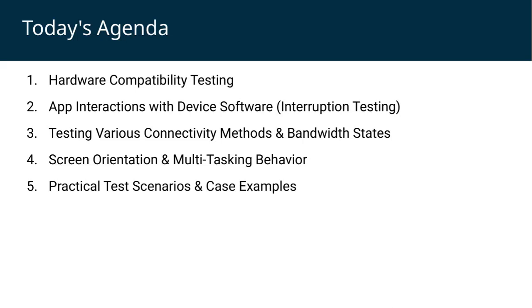Today, we're diving into hardware compatibility testing, making sure apps play nicely with device software, even when interruptions happen. We'll explore how different connectivity methods and varying bandwidth affect performance. Then, we'll look at screen orientation and how apps handle multitasking. Finally, we'll walk through practical test scenarios and real-world examples to bring it all together. This agenda sets the stage for a thorough look at ensuring apps work smoothly across devices.